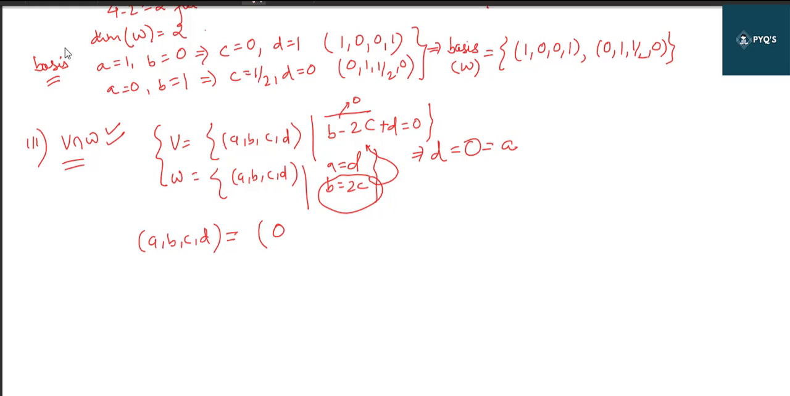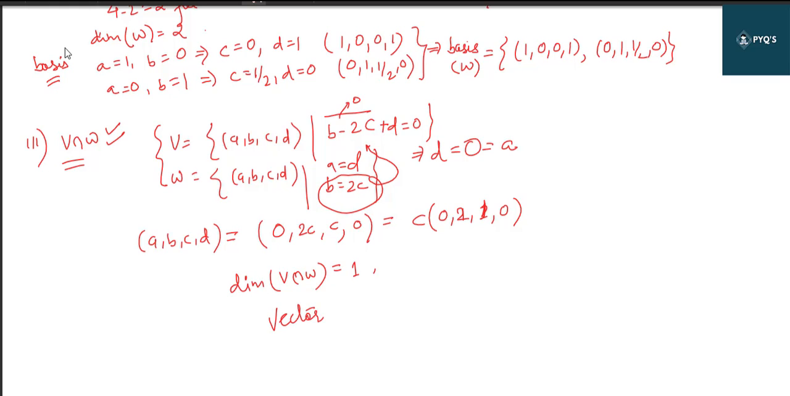So A equals 0. And B can be written as 2C, C can be written as C, and D is also 0. So taking C common, we get 0, 2, 1, 0. So the dimension of V intersection W equals 1, and the basis of V intersection W has the vector 0, 2, 1, 0. So these are the required answers: one is the dimension of V intersection W, and the basis is this.